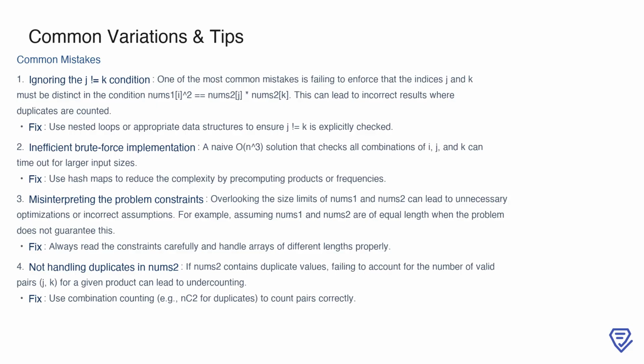Another mistake is misinterpreting the problem's constraints, such as assuming nums1 and nums2 are of equal length when the problem doesn't guarantee this. Always read the constraints carefully, and make sure to handle cases where the arrays have different sizes.